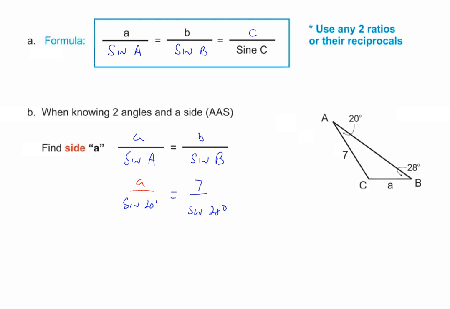And look, isn't this easy to solve? Things in the bottom go to the top across the equal sign. Wow, that's pretty easy. So calculator out. Go ahead and punch that out. Make sure that you can get your calculator to give you what you need.